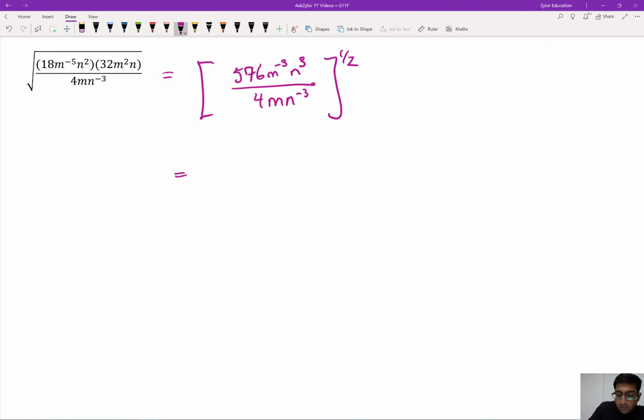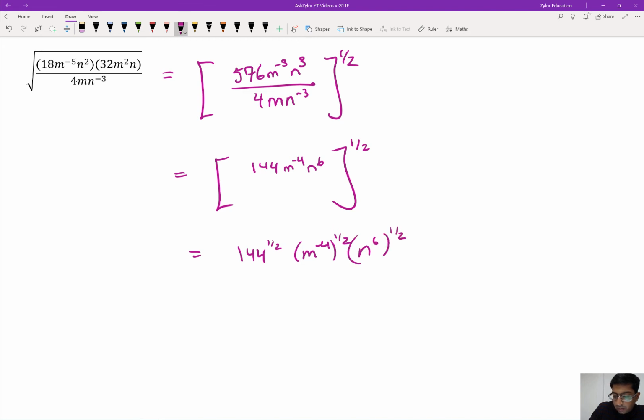Next, we're going to simplify, so 576 divided by 4, which would give us 144 in the numerator and 1 in the denominator. m to the negative 3 subtract 1 would give us m to the negative 4. n to the 3 subtract negative 3 would give us n to the 6, all raised to the power of 1/2. Now I'm just going to raise every single thing we have here to the power of 1/2, so 144 to the 1/2, m to the negative 4 to the 1/2, and n to the 6 to the 1/2.